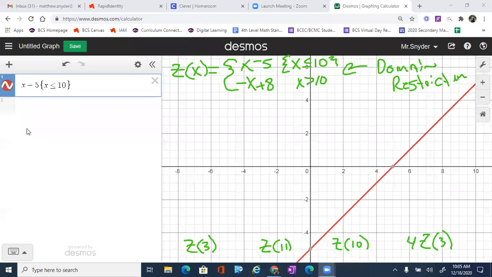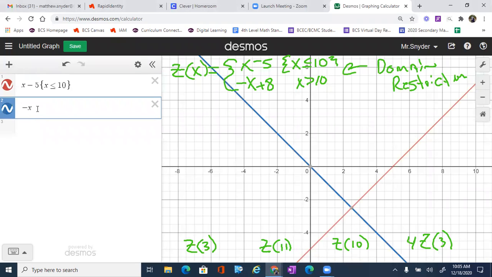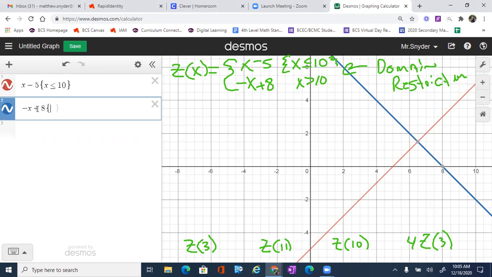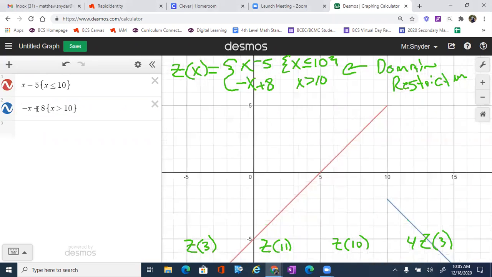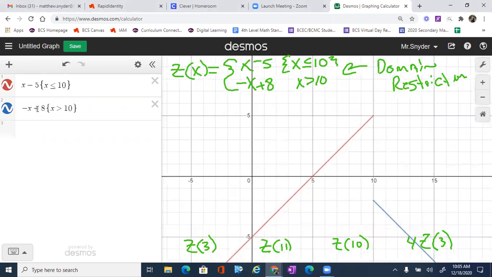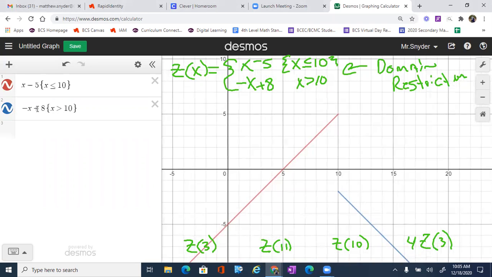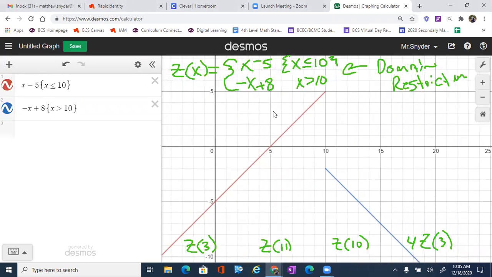Now, we then just go to the next line, negative x plus 8. And then I'm going to type in that domain restriction, which is the bracket. And then it's going to say x greater than 10, I'm sorry. What you should notice right away is that one has an equals sign and one does not have an equal sign to it. So the first red graph has an equal sign to it.